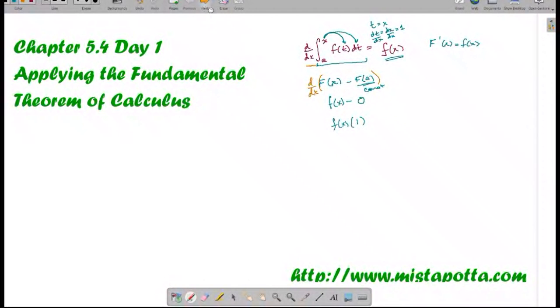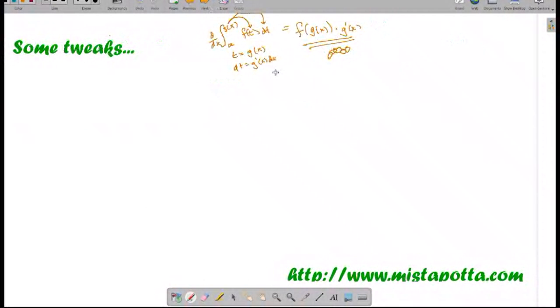So that's one caveat that I want to put here, is that if this is not just an x but a g of x, I need to treat this as if it were the chain rule. I need to take the derivative of that function and multiply times it. So that's my first tweak that I want to talk about.